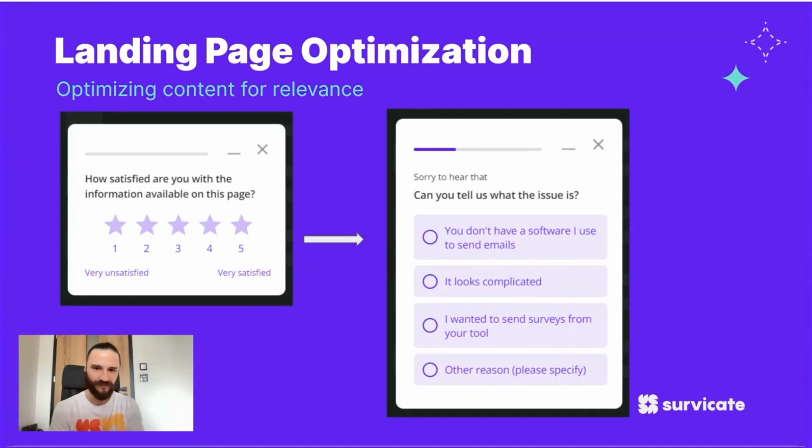And here you can see a logic dictates that now we are asking, can you tell us what was the real issue? What's happening that you're giving us a poor score? And the questions you can see here are about: I don't have a software I use to send emails, it looks complicated, I wanted to send surveys from your tool, plus other reason.